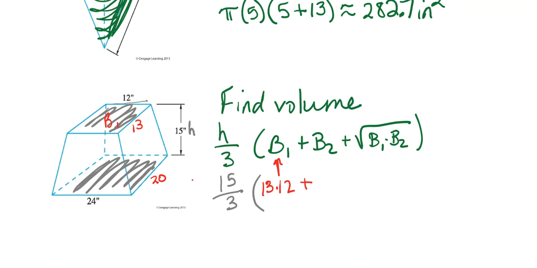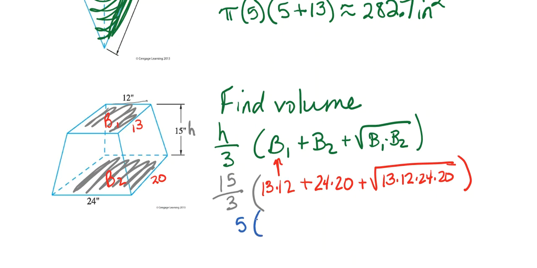Plus base 2 is a 24 by 20. Plus the square root of my 13 times 12 times 24 times 20. What you can do if you don't like all these numbers here is go ahead and do the multiplication before you write them down. 13 times 12 is 156. 24 times 20 is 480.